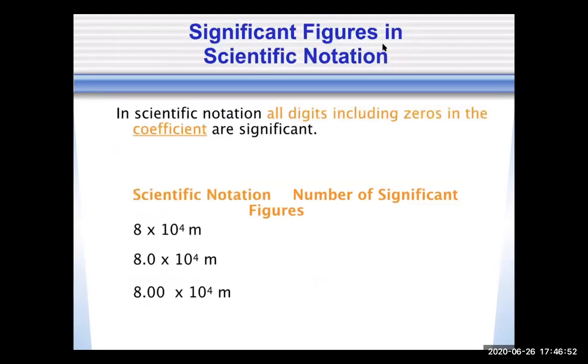And then the last rule here: if you're talking about significant figures in scientific notation, you only look at the coefficient to determine how many are significant. So in the first number, we're just looking at the 8 only, and so that's one significant figure. 8.0 would show 2, and 8.00 would be 3. So significant figures of the coefficient only.